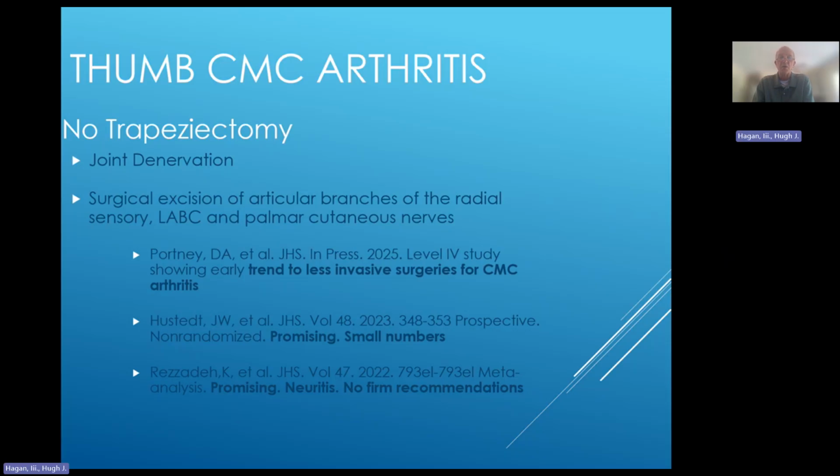However, it's unclear just how long this procedure will last, and there's some concern about the potential for particularly radial sensory neuritis. We've all been trained to keep our hands off of these sensory nerves at the level of the wrist, and so I would exercise caution if this is a procedure you want to embark upon. But the preliminary results are pretty good.